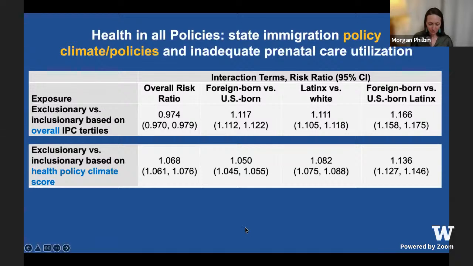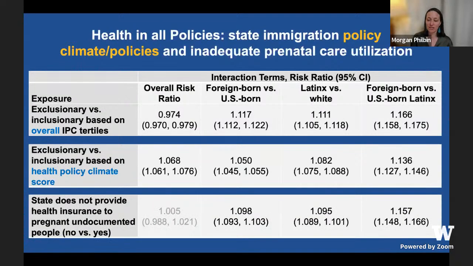So then lastly, we drilled down to look at the outcome of a specific policy that we thought might most affect prenatal care. Namely, does the state provide health insurance to pregnant undocumented people? So interestingly, there was no effect overall, which highlights the need to drill down to look at subpopulations and also to think about the policy climate as a whole. And then as you can see from there, we found similar patterns. For example, the risk of inadequate care is higher for Latinx versus white individuals in states that do not provide health insurance for pregnant undocumented people.